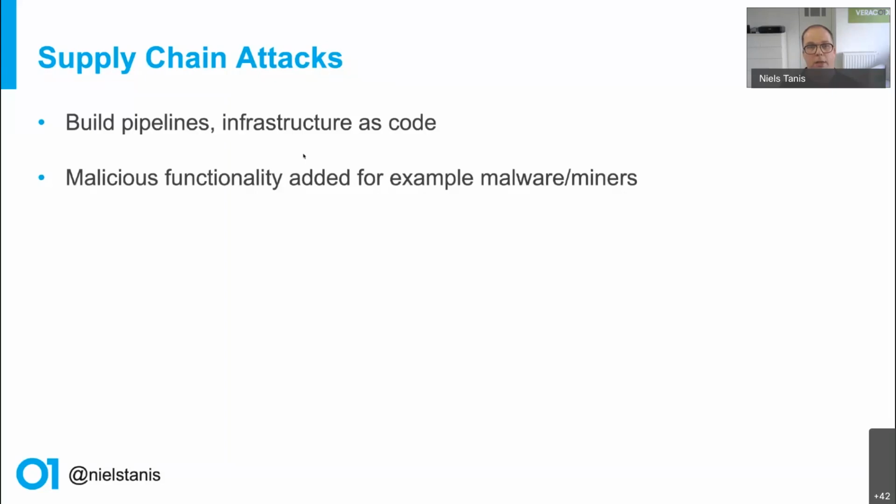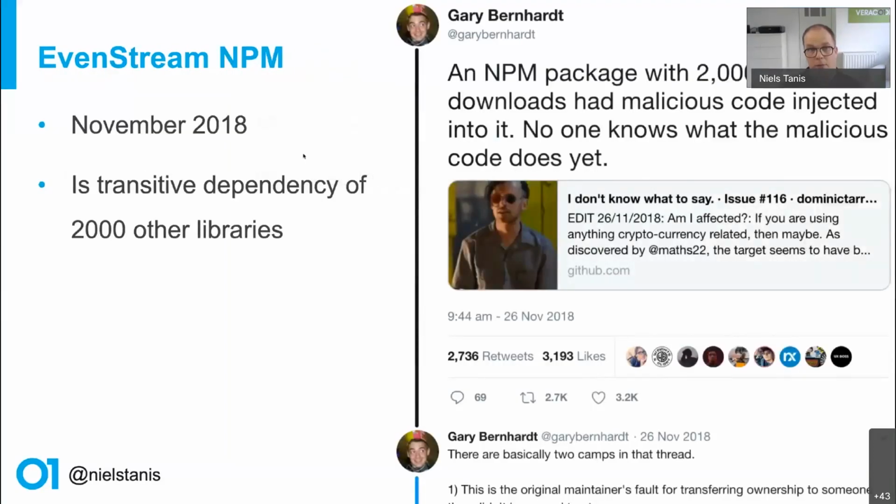And what we see nowadays is that it's also a target for attackers to add malicious functionality to, like hack into a build pipeline. And one good example of that is something that happened with NPM's event stream, a package called event stream on NPM, and that happened in November of 2018. To give you some sense of what happened, this package had a 2 million download count a week, which is quite significant, right? 2 million downloads a week. And that was all due to the fact that it was a transitive dependency of 2,000 other libraries.